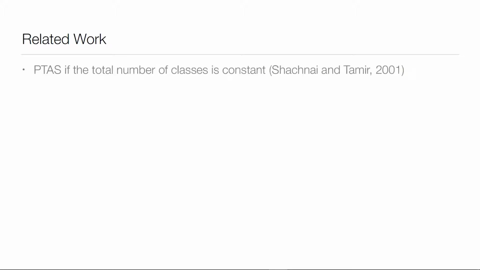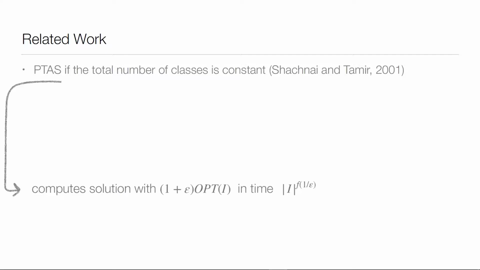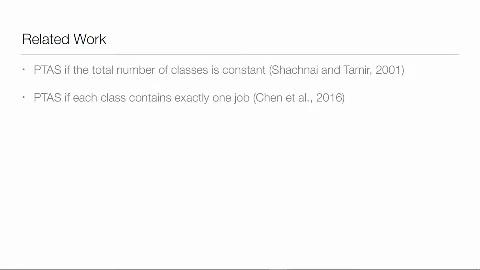So, what is known about the class constraint scheduling problem? There is a PTAS if the total number of classes is a constant. A PTAS is an algorithm that receives an accuracy factor epsilon greater than 0 and computes a solution with only an additive error of epsilon times the optimal value, and does this in time encoding length to the power of some function in epsilon. Further, there is a PTAS if each class contains exactly 1 job.